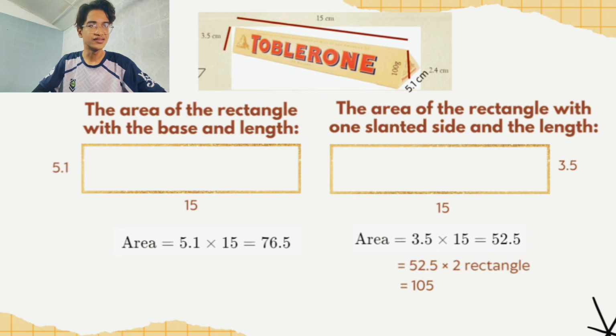For the second and third rectangle, we have the base width 15 cm and the slanted side with 3.5 cm. So we can find the area for both rectangles. The area is 3.5 times 15, so we will get 52.5. Since we have two same rectangles, we have to multiply by 2. So 52.5 times 2 rectangles, the final answer we will get is 105 cm.